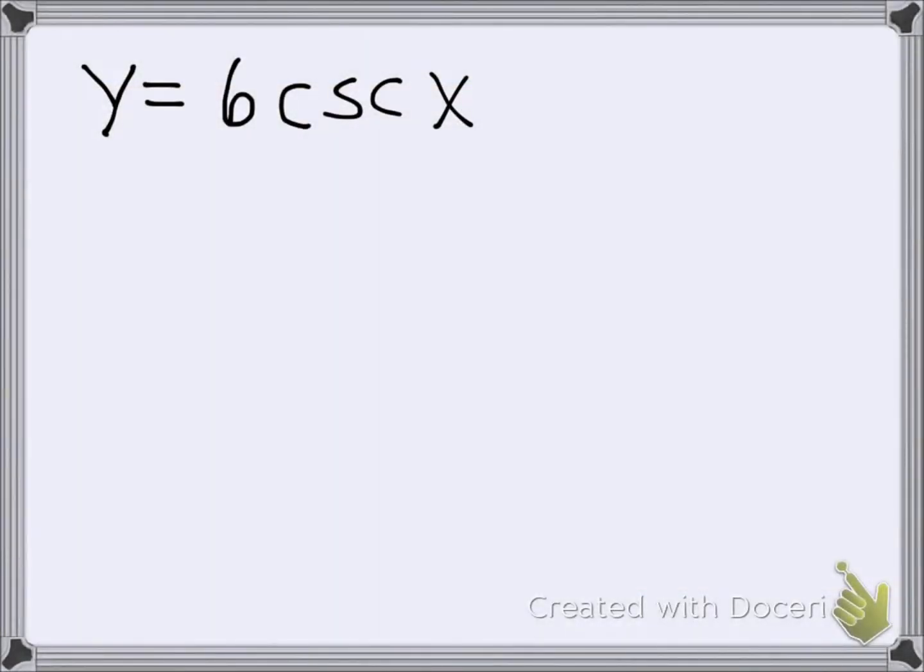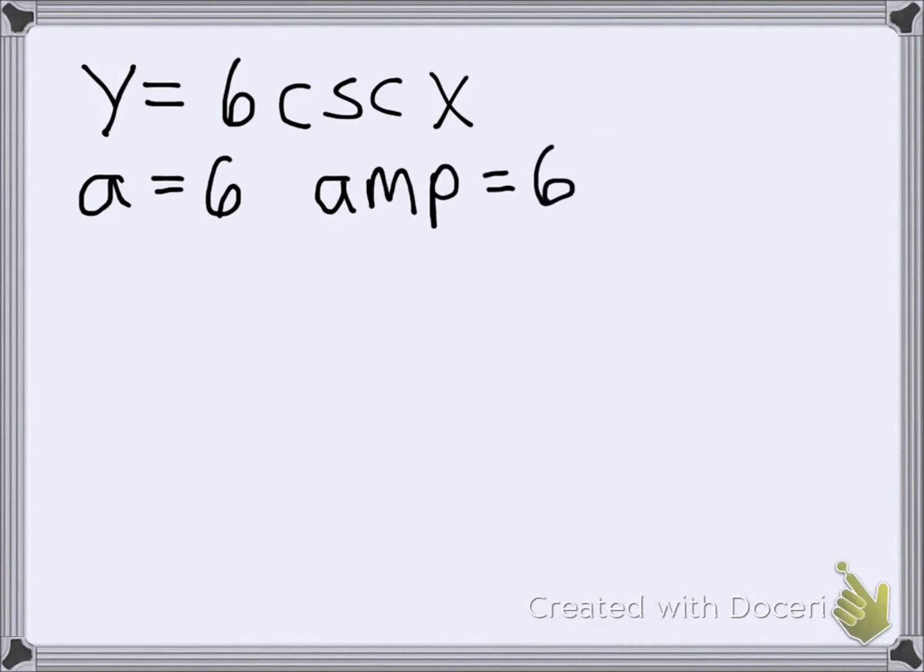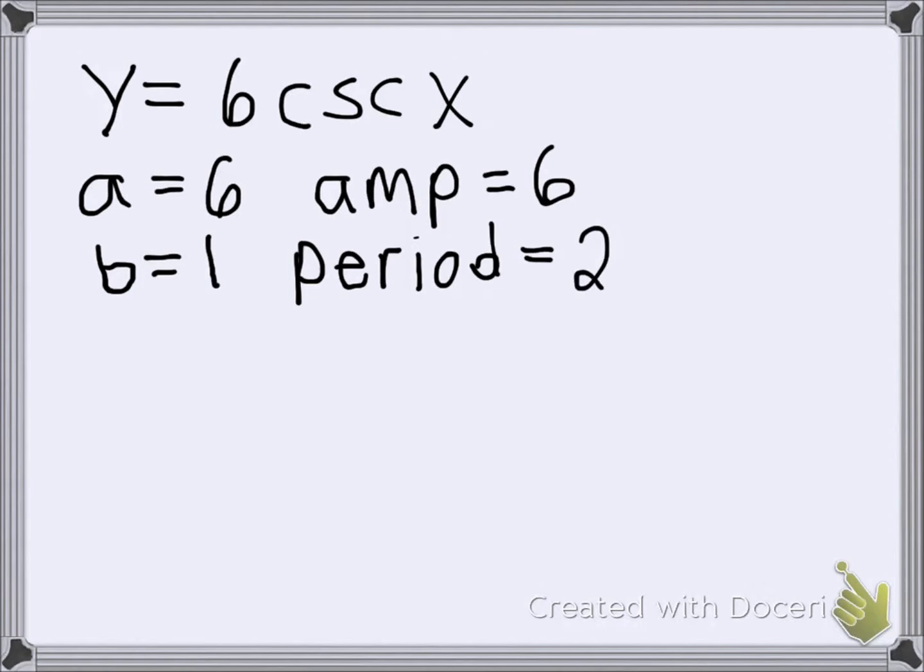Hi, I'm Chris, and I'm going to teach you about math today. As you can see, I'm going to teach you about the cosecant curve. You have y equals 6 cosecant x. To solve this, you need to find your a, which is 6, the amplitude, which is the absolute value of your a, which equals 6, and the b, which comes in between the cosecant and the x. Since there's nothing there, it is 1. Your period is 2 pi over your b, and since b is 1, your period will be 2 pi.